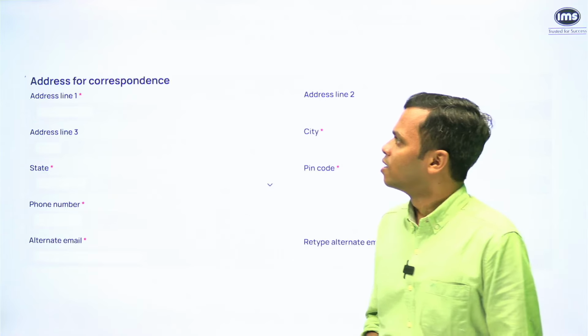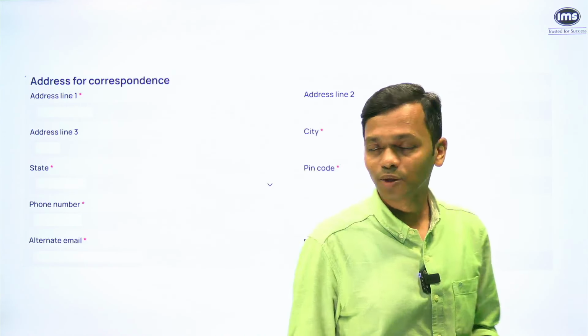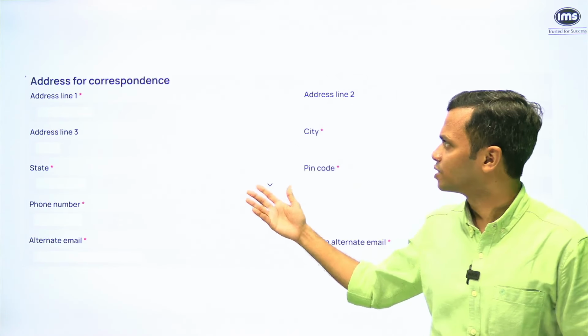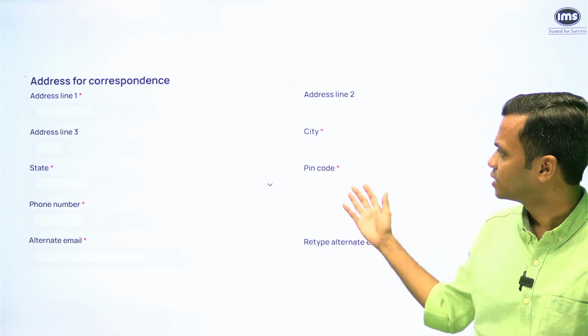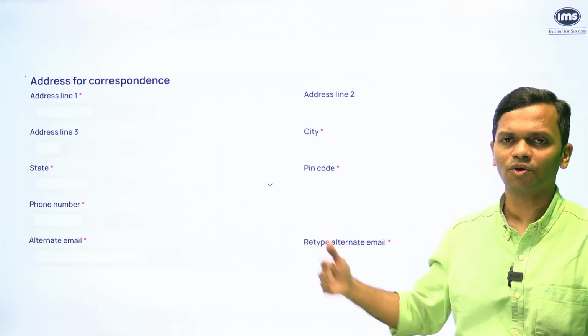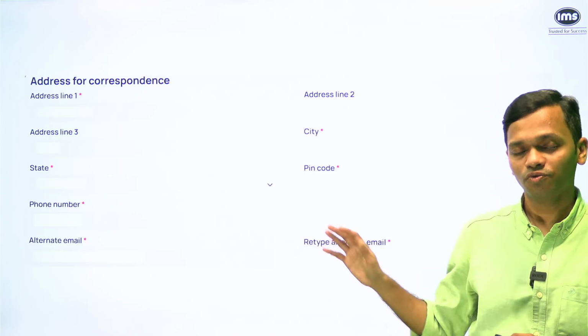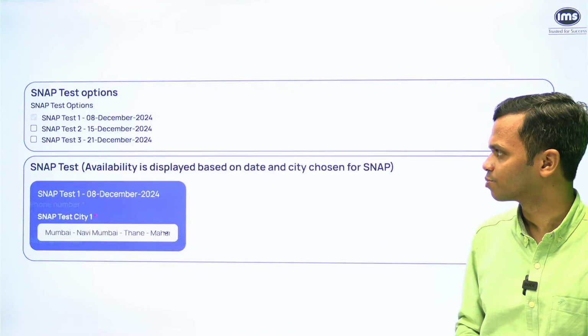Okay. Now there is the next section, which is about the address. So very simple, nothing much to do here. Just enter your correspondence address, line 1, 2, 3, city, state, pin code, phone number. For the alternate email ID, you have to give something which is different from what you had used at the time of registration. It's a mandatory question, so you will have to give a second email address as well.